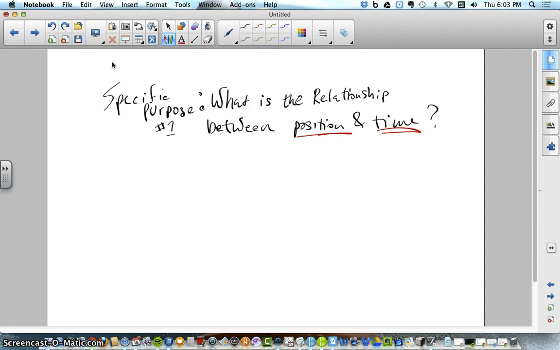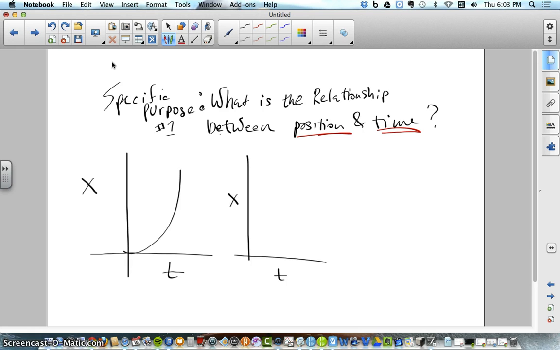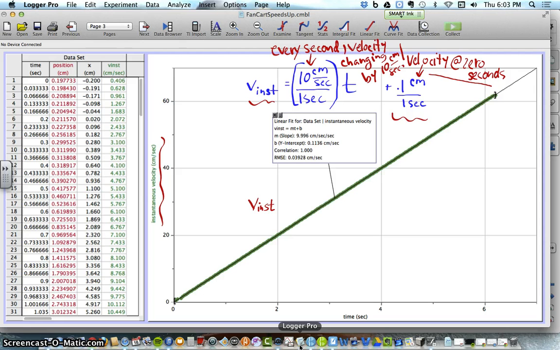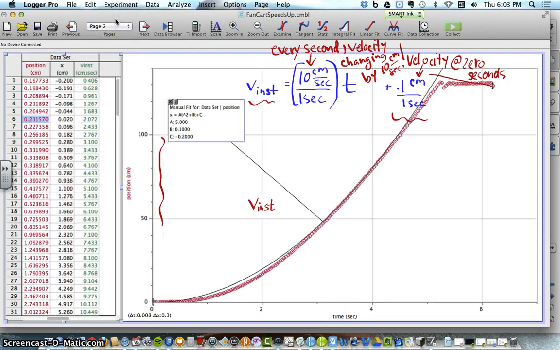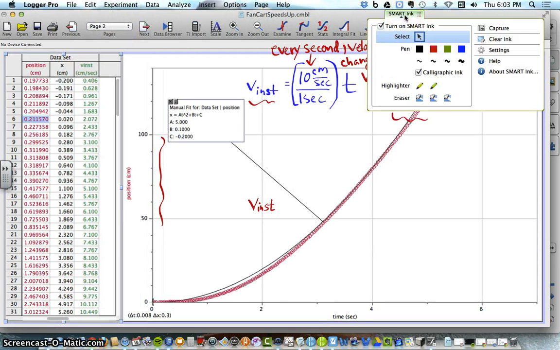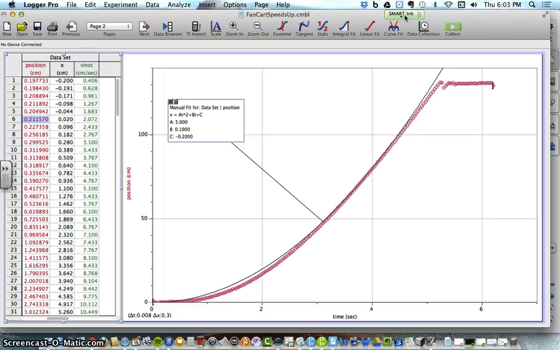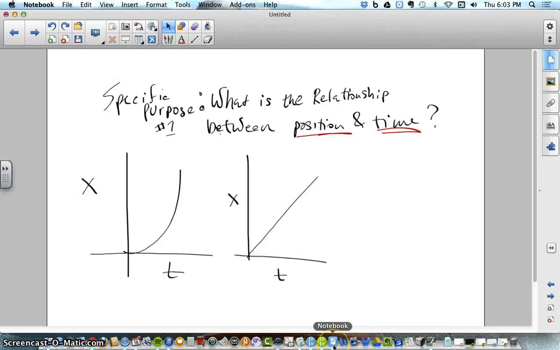Okay, so we had a few different answers to this question. We got x versus t graph that looks like this. We have an x versus t squared graph that looks like that. And we have a beautiful equation. I'm just going to use this equation here on page 2. Okay, so looks like my a value is 5, my b value is 0.1, and my c value is negative 0.2. So 5, 0.1, and negative 0.2.